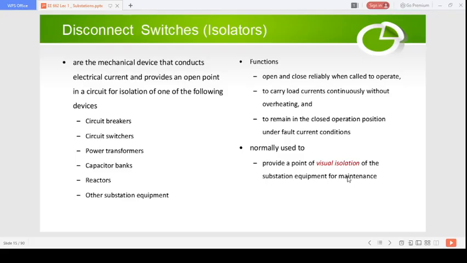Okay, so the thing is, if you have a circuit breaker, you can't see whether it's open or closed because it is inside a container. Whether it's open or closed, you can't visually see that. But when you open a disconnector or the isolator, you can visually see it. So you know that that part of the substation is isolated.